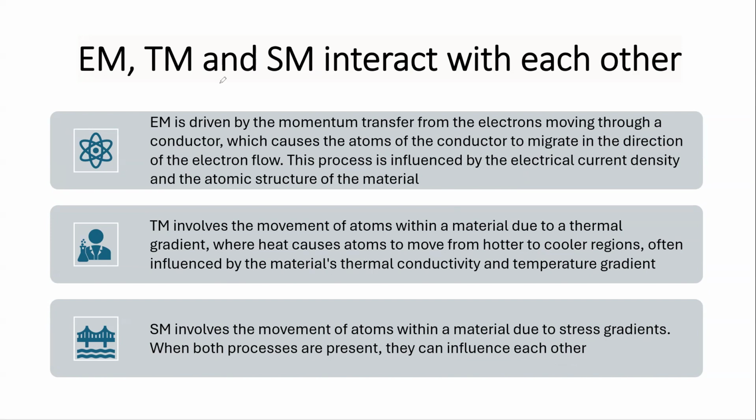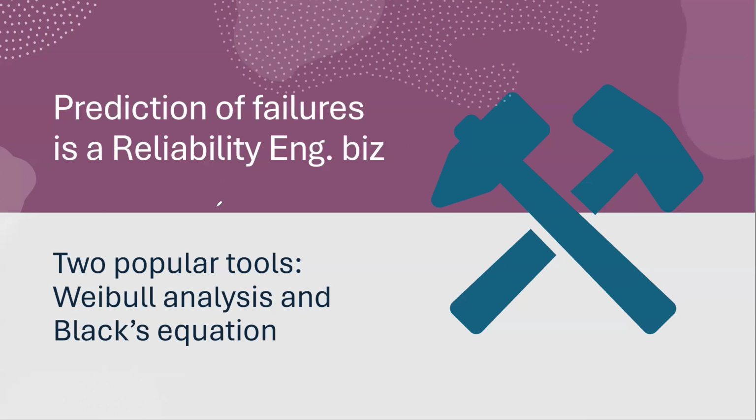When you have these three forces in mind, the next step is, okay, what tools do I have to analyze them? And here I'll introduce reliability. Reliability is the prediction of failures. It's a reliability engineering business. Two popular tools from the electromigration perspective are Weibull analysis and Black's equation. These are two key tools when we're facing electromigration.